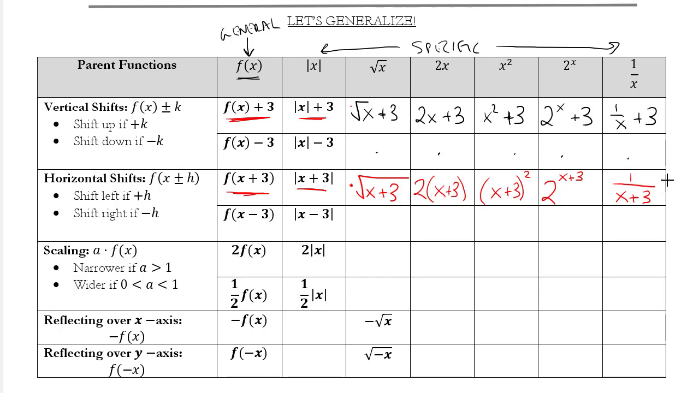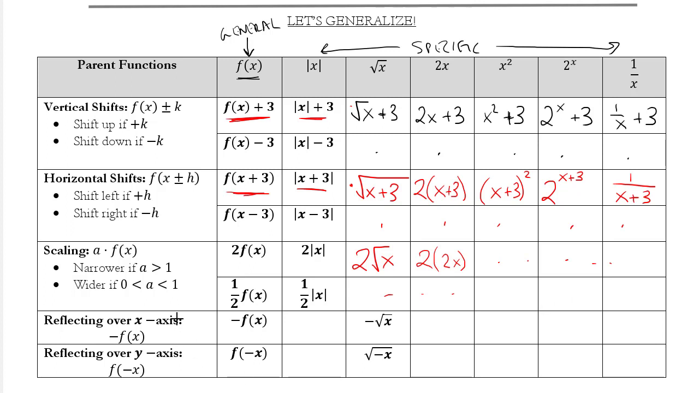So this is a subtle but important difference when we're thinking about interpreting functions, different types of functions. I'm going to leave you to fill in these boxes right there. So scaling, I'm just going to do a couple and leave you to fill them in as well. This would look like 2 times square root of x. This would look like 2 times 2x, and so forth and so on. Just multiply by 2, and same thing, multiply by a half.